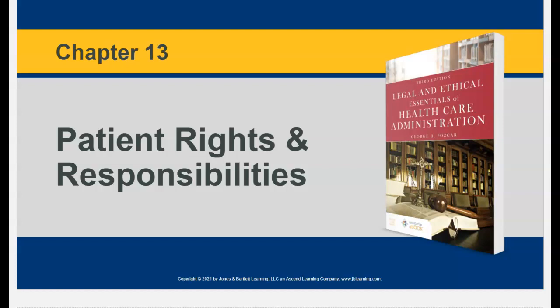Chapter 13, we are discussing patient rights and responsibilities. This is a short chapter, which is exciting. I'm going to keep my video short and sweet also. Okay, I'm on page 253 of the book, and let me move the slide here.